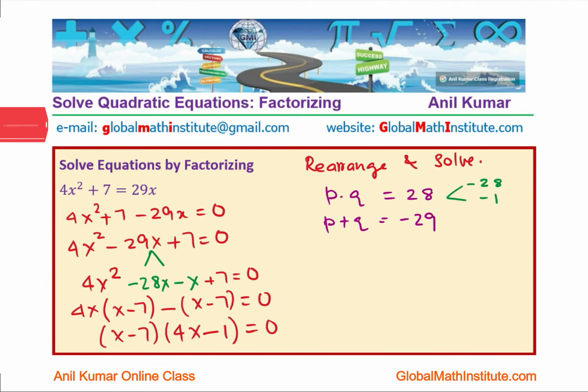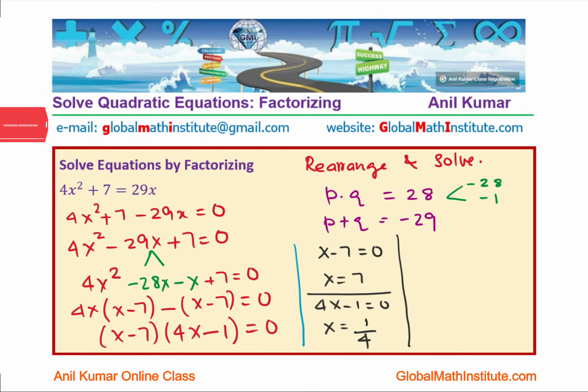Now we can equate them to 0. Equating the first factor, which is x minus 7, to 0, we get x equals to 7. And equating the second one, which is 4x minus 1 equals to 0, we get x equals to, take 1 to that side, divide by 4. So we have two solutions, correct? The two solutions are x equals to 7 and x equals to 1 by 4. So these are our answers or solutions.